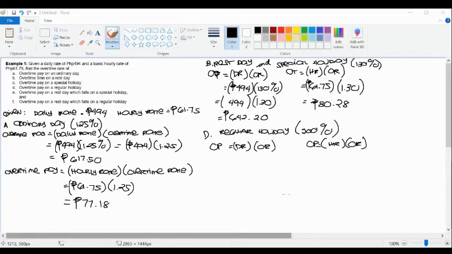Since rest day and special holiday have the same 130% rate, we have the same answer for the overtime daily and hourly pay rate on a special holiday.